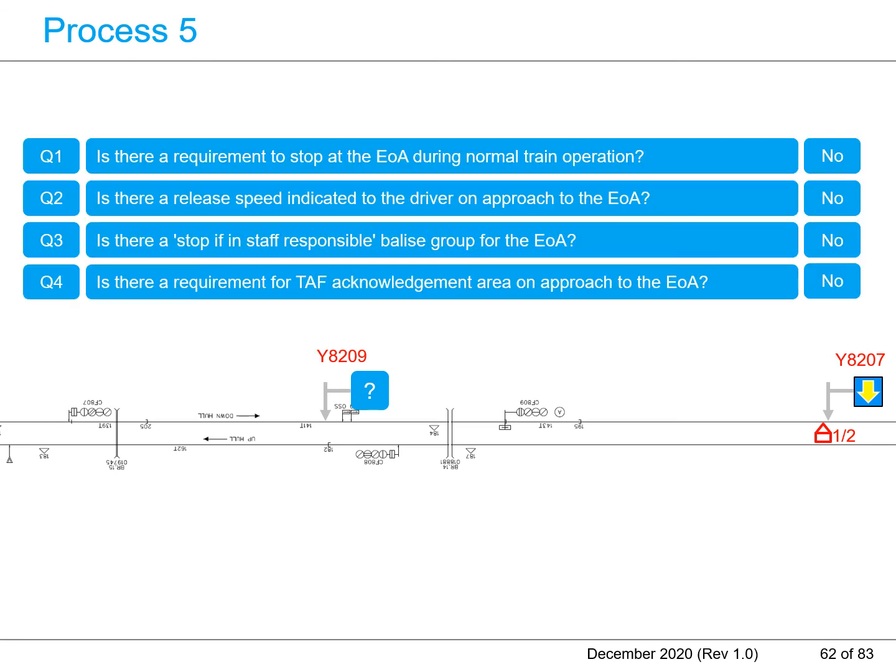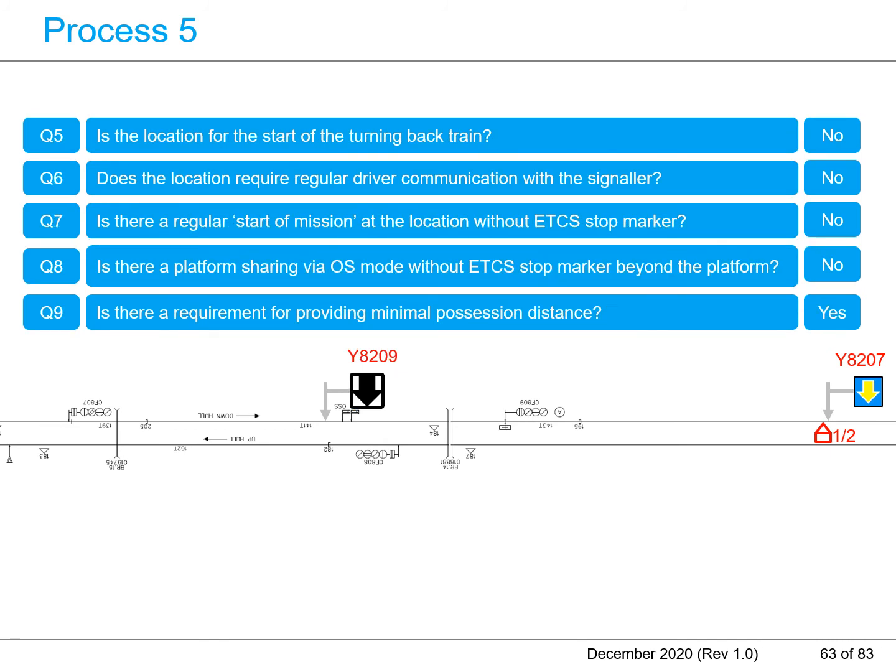The answers for questions 1 to 4 of the RSP marker selection process are no. The answers for questions 5 to 8 of the RSP marker selection process are no, but the answer for question 9 regarding the minimal possession distance is yes. Therefore, the Y8209 RSP is marked with the ETCS location marker. When the RSP is marked with the ETCS location marker, the RSP location is finalized at this stage. The EOA balice group location coincides or is relative to the ETCS location marker.